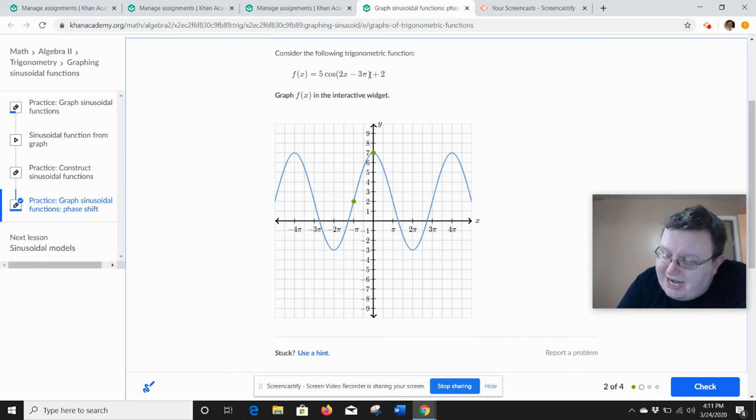So b is 2. So 2 pi divided by b is the period.